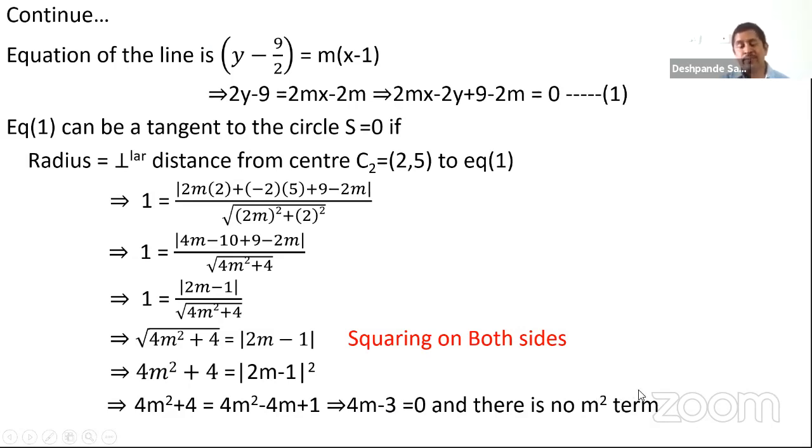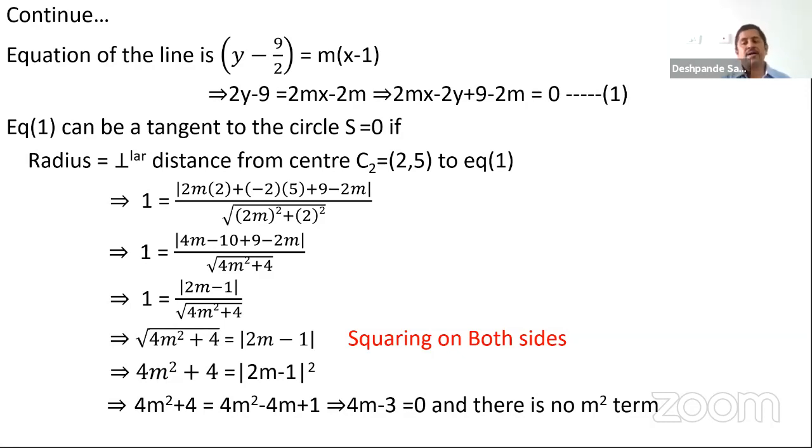So there is no m square term. See, if there is no m square term, you are supposed to get two values of m. But what is happening here? m square is getting cancelled. What is the meaning of it? So try to analyze this. You need to get a quadratic equation, but you're getting a linear equation. When you have got a linear equation, it means that you get only one root, but you're supposed to get two values of m because you got a pair of tangents. You're getting only one tangent.